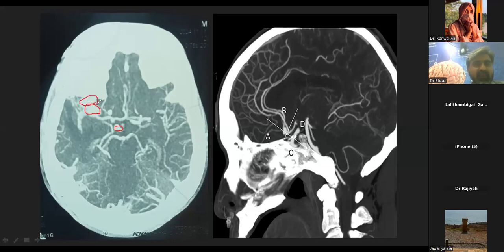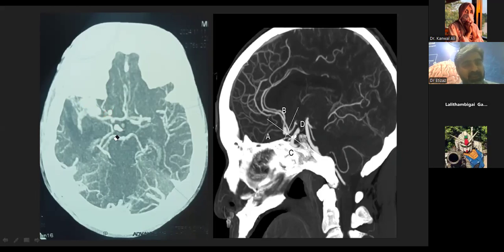Excellent. What about this one? Look at here. Okay, so at the MCA ICA bifurcation, there appears to be a circular aneurysm. Also at the ICA, I don't know, maybe it's a PCOM aneurysm on the right side. Yes, you are right. This is a case of multiple aneurysms, and this is the CT angiogram. You interpreted it very well. Thank you, Doctor.